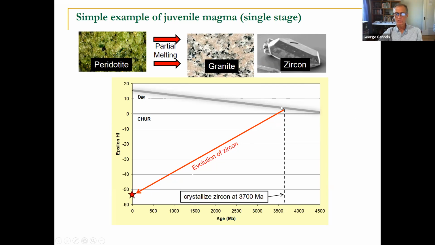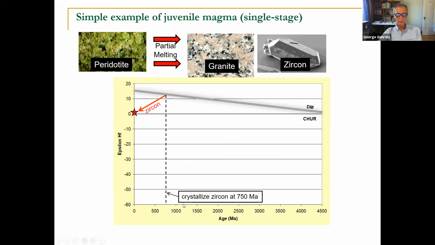So this tells us something interesting. Well, this is amazing. 3.7 billion years ago, the mantle went through some extraction event where we made some new continental crust. We use the term juvenile for this. This is different from petrologically juvenile. This is isotopically juvenile. It looks just like the mantle.